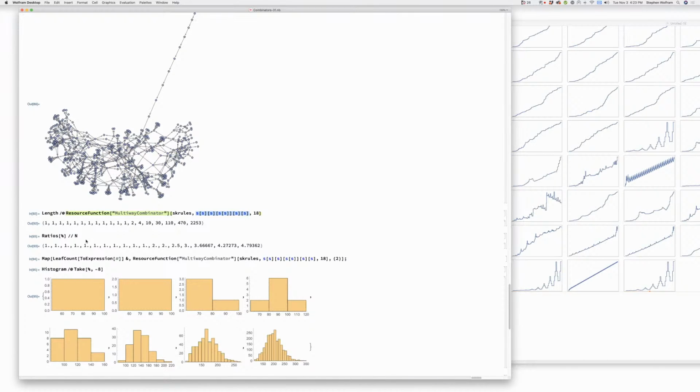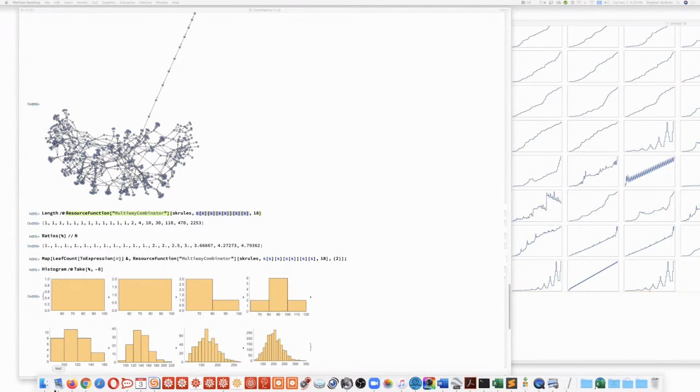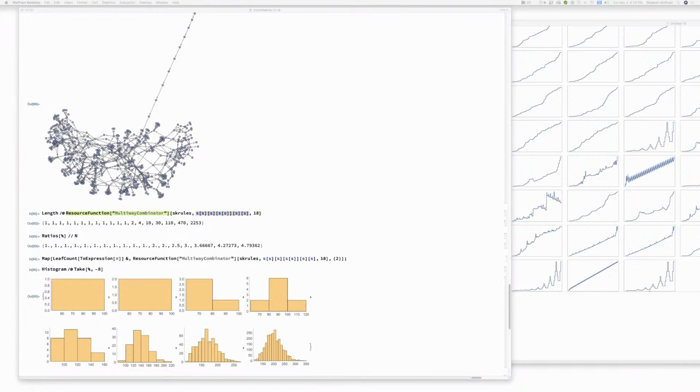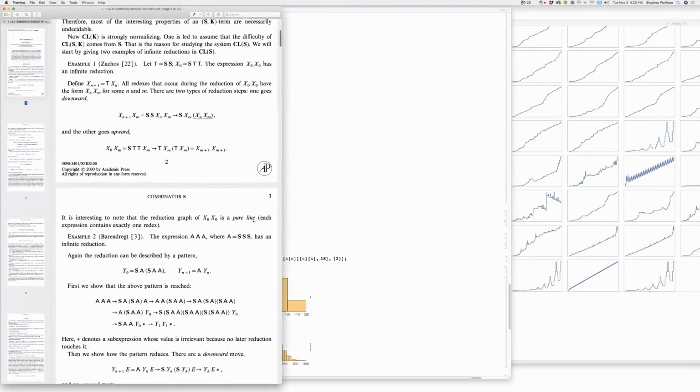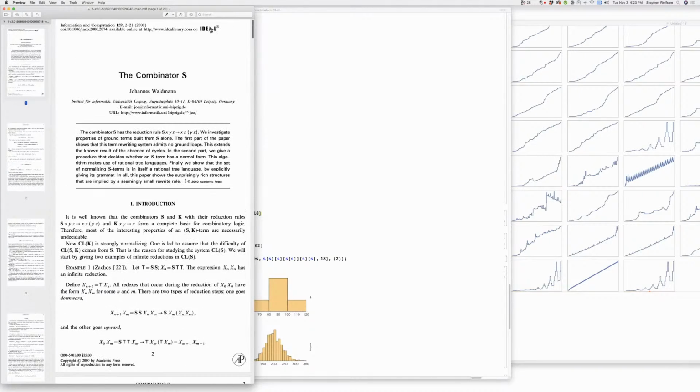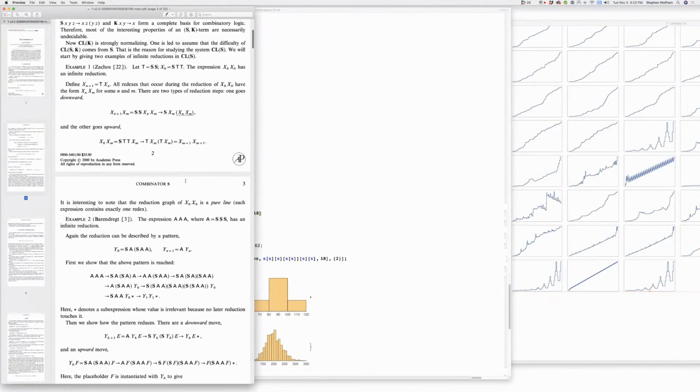I'm now somewhat motivated to look up the proof of the non-termination of this particular S combinator expression. Let me just see if I can find something here. I think I had... okay, this is a paper about the S combinator.